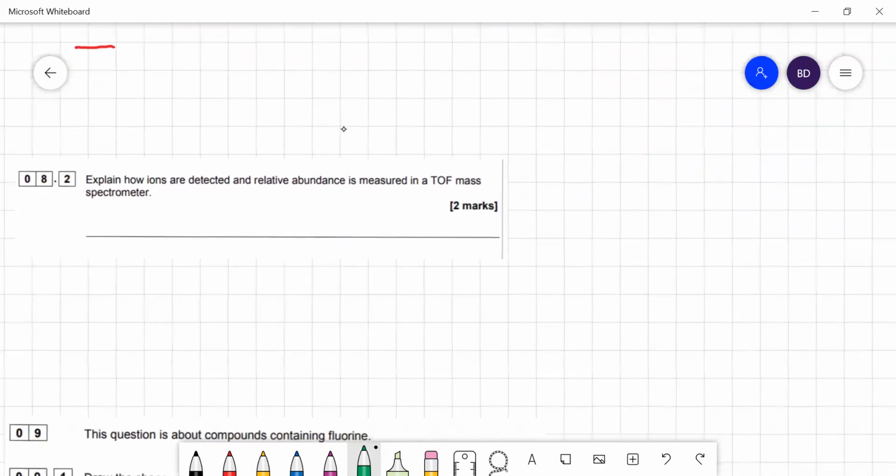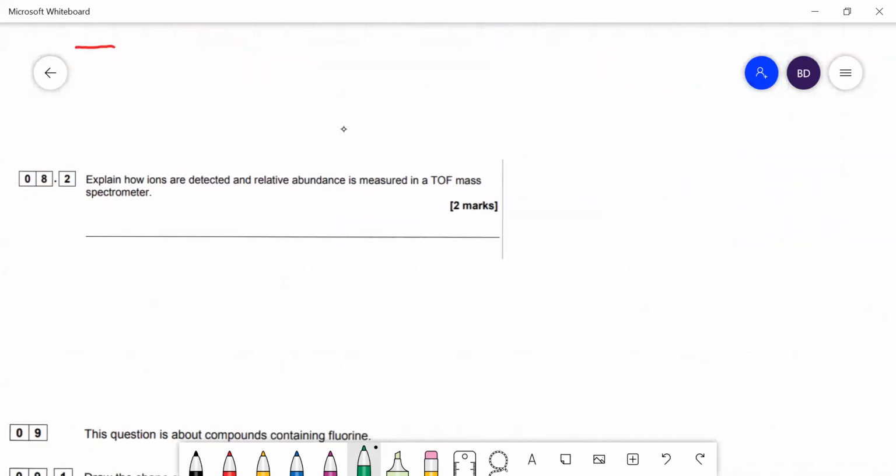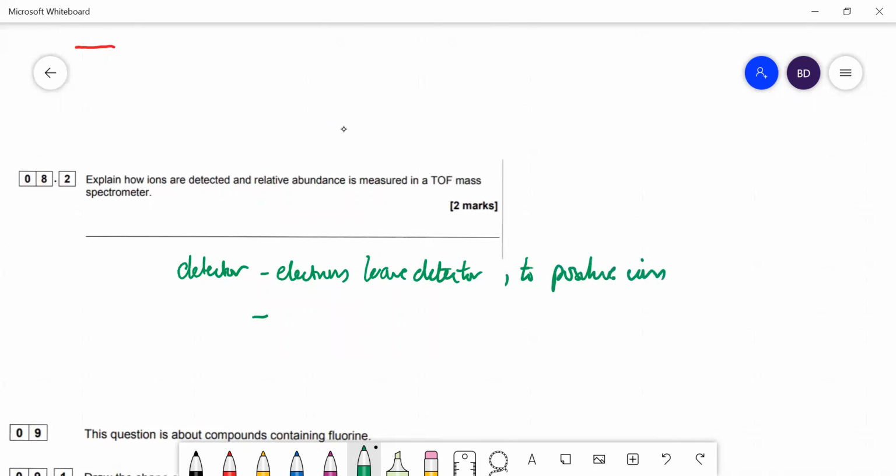Right, fairly standard question. How ions are detected and the relative abundance is measured. So the detector, well, electrons leave the detector and they neutralize the positive ions. So the flow of electrons is a current, and the size of the current is proportional to the abundance of that ion. So that's your 2 marks there, 1 for each line, really.